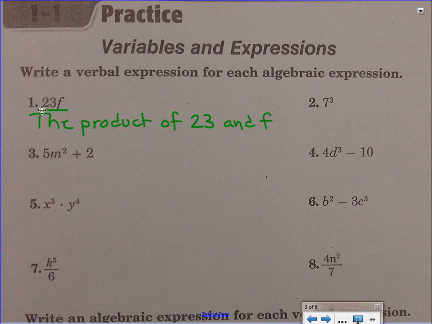I'm going to switch colors, that's a little difficult to see. And then number 2, we have 7 and the third power. So we could say 7 to the third power, but remember that when it's the third power, we use special words like cubed. So we would just say 7 cubed.